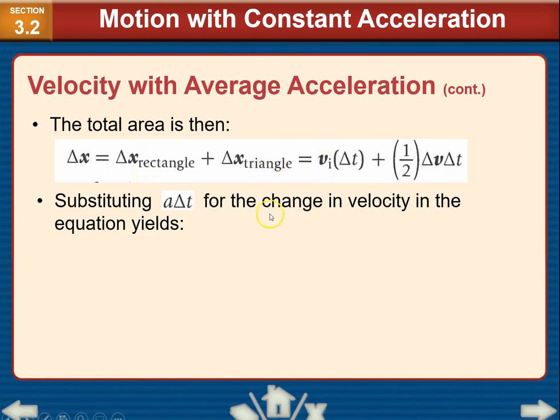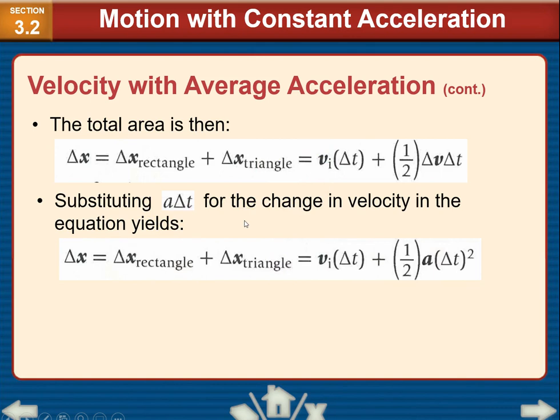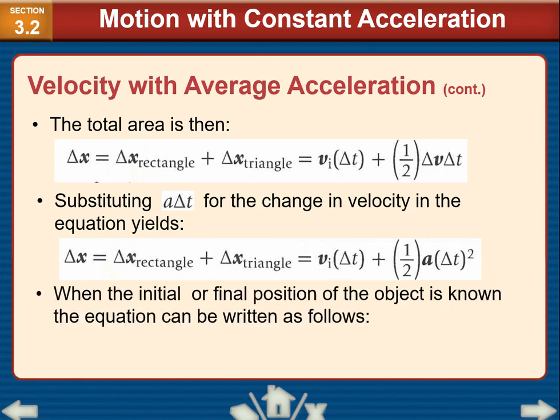Because we know, substituting for the change in velocity in the equation gives us... Because this change in velocity is for that triangle now, and change in velocity is acceleration. Acceleration times time is change in speed from the previous equations. We get this. These will be given to you on an exam, but you will get some practice using them.